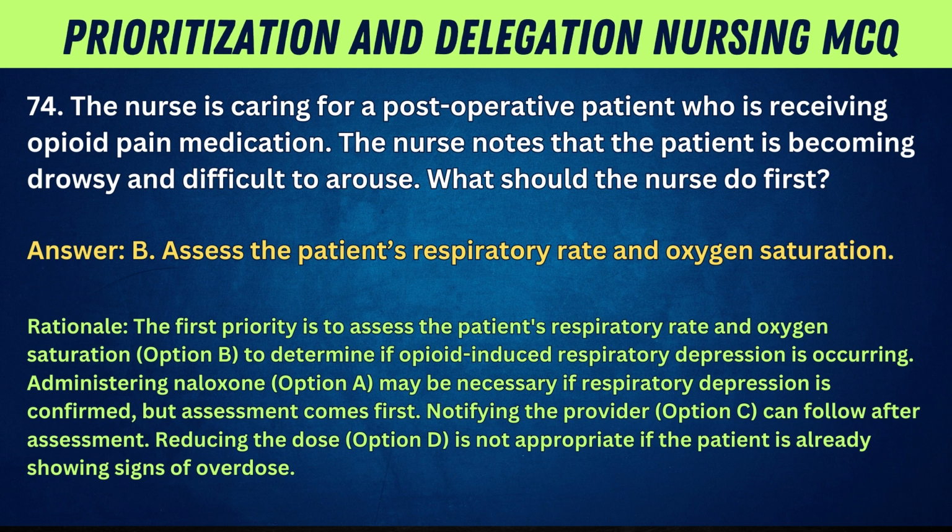Rationale. The first priority is to assess the patient's respiratory rate and oxygen saturation, option B, to determine if opioid-induced respiratory depression is occurring. Administering naloxone, option A, may be necessary if respiratory depression is confirmed, but assessment comes first. Notifying the provider, option C, can follow after assessment. Reducing the dose, option D, is not appropriate if the patient is already showing signs of overdose.